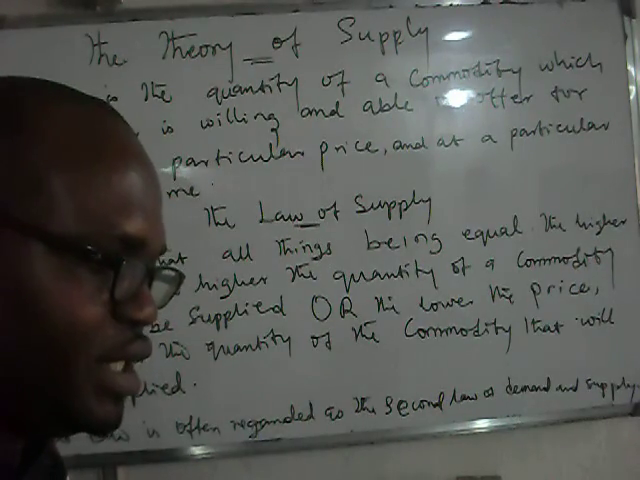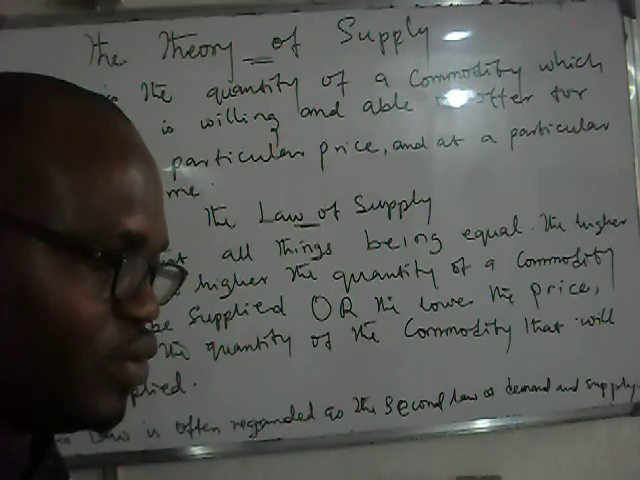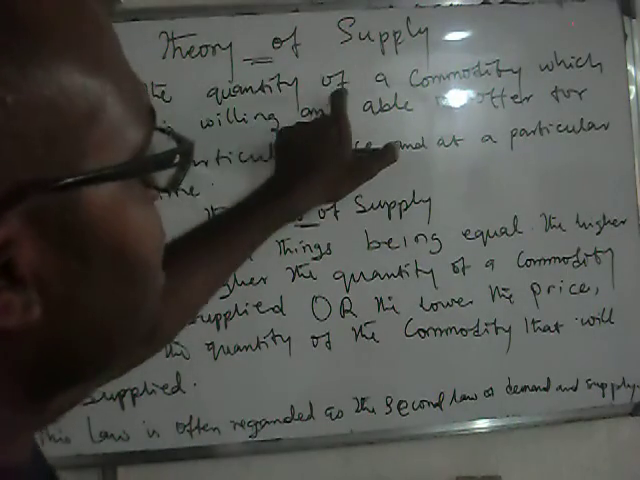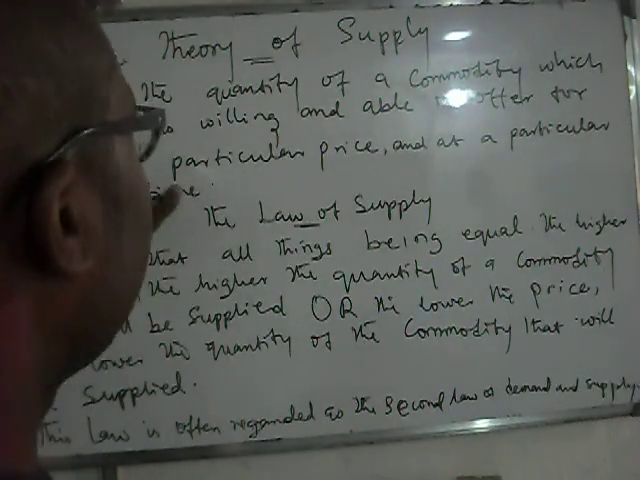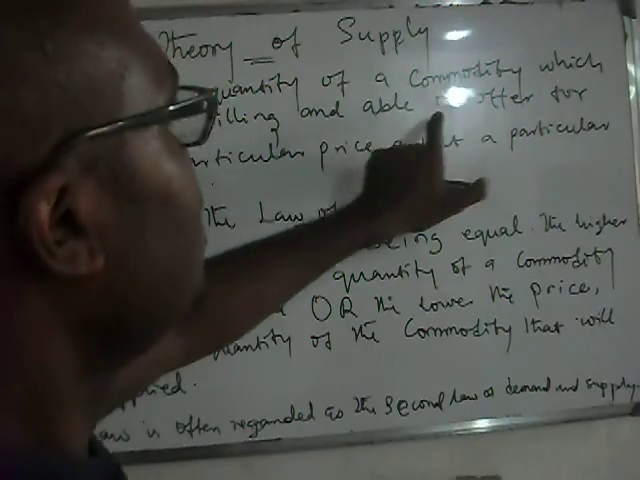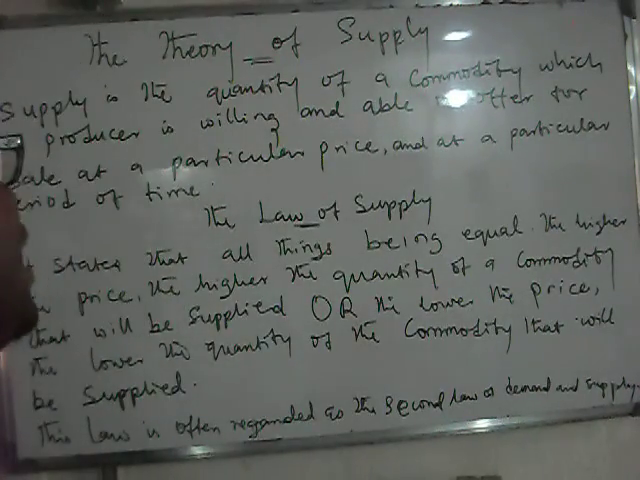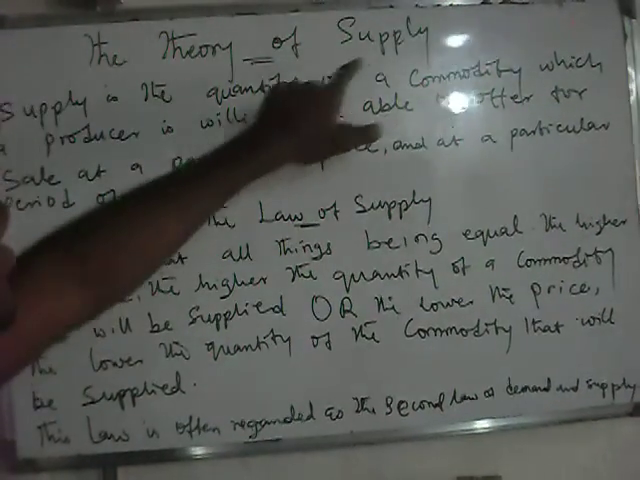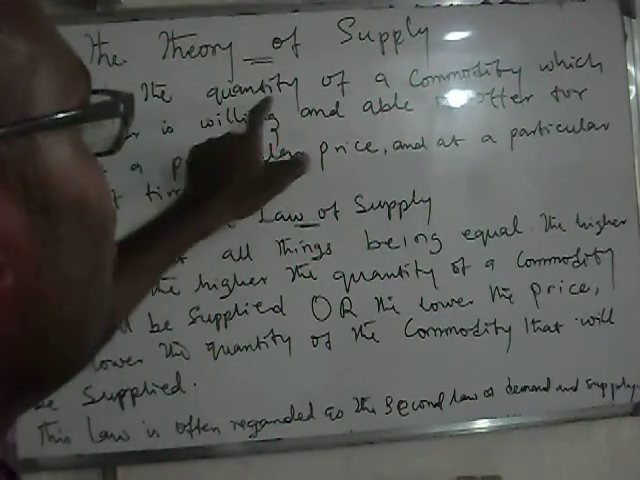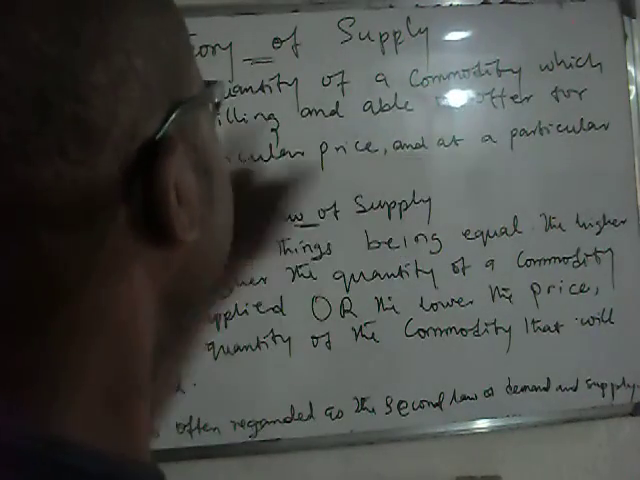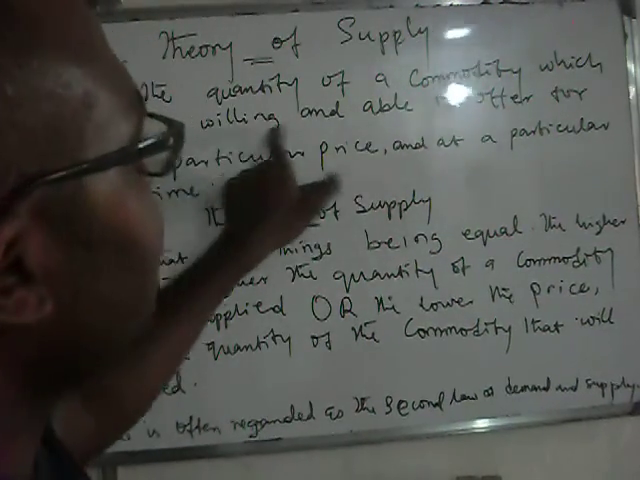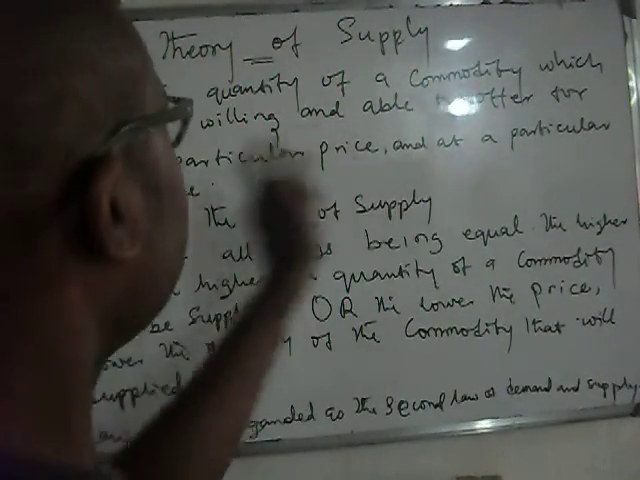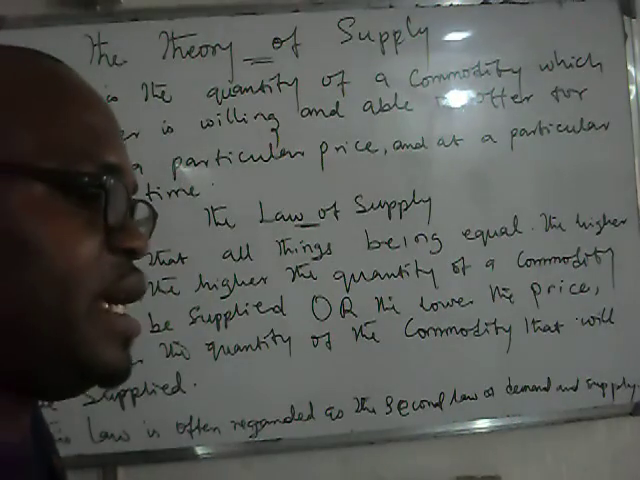Exactly. Demand is the one that you're willing and able to buy, to have for yourself. Whereas supply is the quantity of a commodity which a producer is willing and able to offer for sale at a particular price and at a particular period of time. That is what supply is.